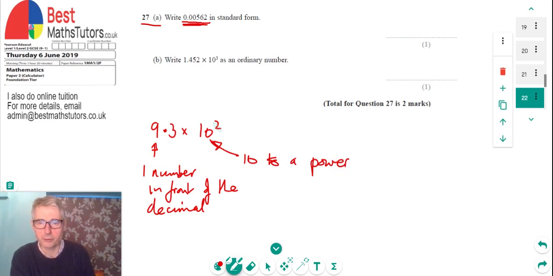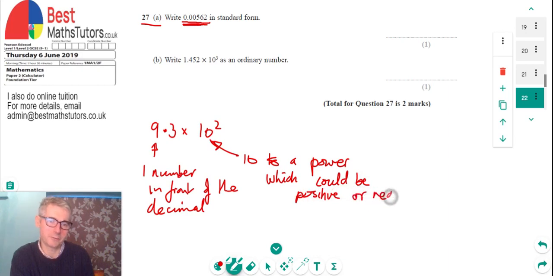and that power could be positive or negative. So we could have had a plus there, or we could have had a minus. So that power could be positive or negative, i.e. a minus. So that's what a number in standard form is. So we've got to try and put this one into that form.